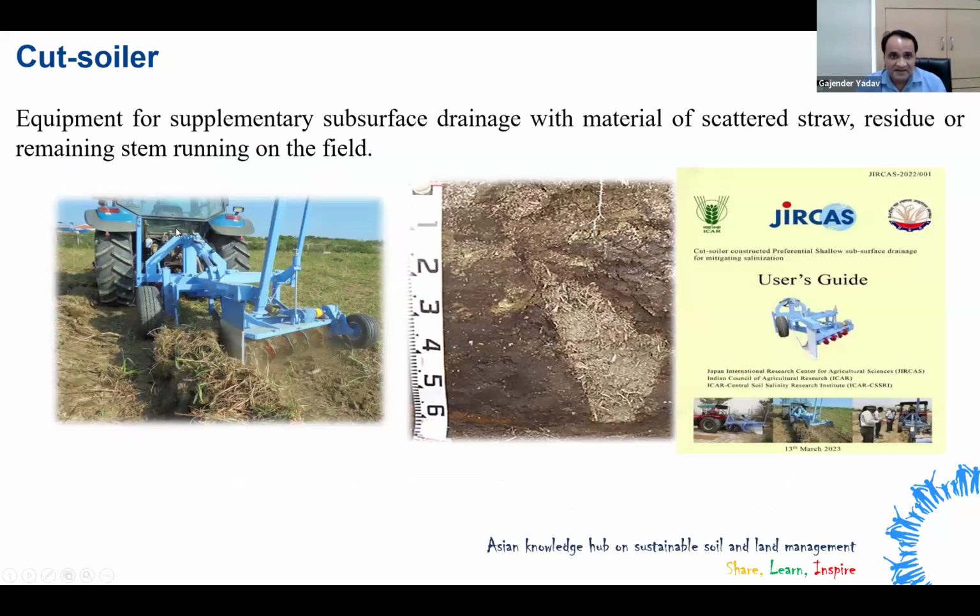And there are some points that you should keep in mind while operating and constructing these kinds of drains. So we have developed a user guide for making this kind of shallow subsurface drainage at the farmers' level. First, I will show you a small 25-second video so that you can get an idea of how this machine is working, and then we will go further into its implementation as a salinity management tool.